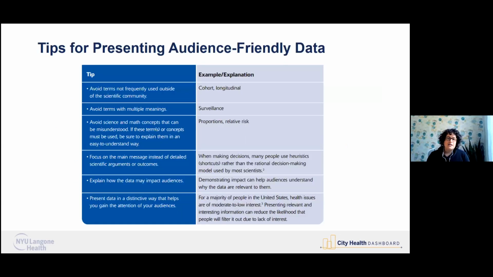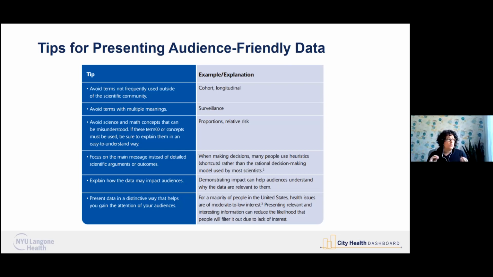So here are some really helpful tips for presenting audience-friendly data. And I won't read through all of this, but this will sound familiar to some of you. So avoiding terms that aren't frequently used outside of the scientific community, such as cohort and longitudinal.